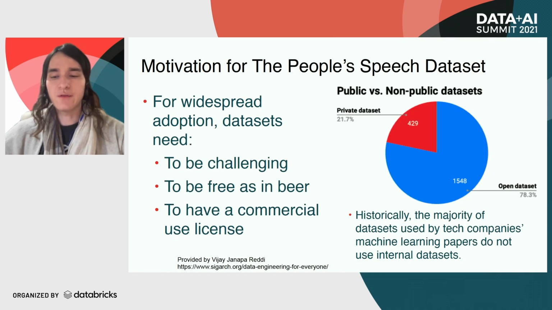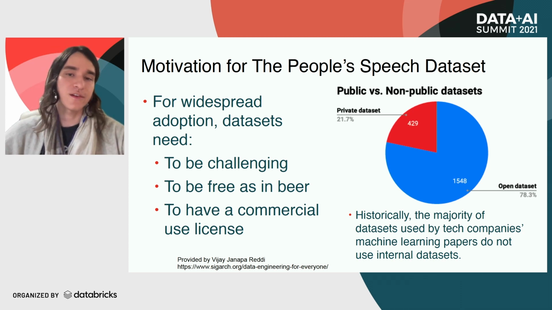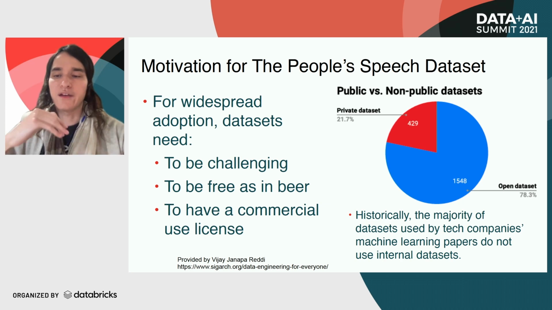So I won't talk too much about what exactly the People's Speech data set is, because this is really an engineering talk to help data engineers understand some of the issues I faced, and hopefully I can help them out with their own work. But just to give some context, the People's Speech dataset is a speech-to-text dataset. So it's designed to train things like Siri and the Google Assistant and so on, or just automatic transcription services.